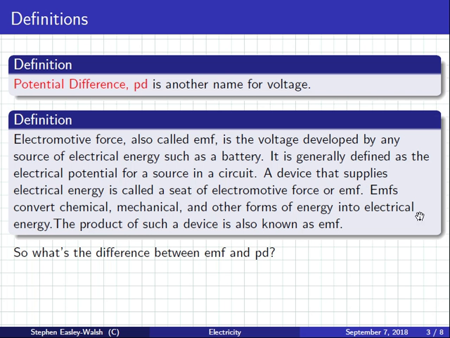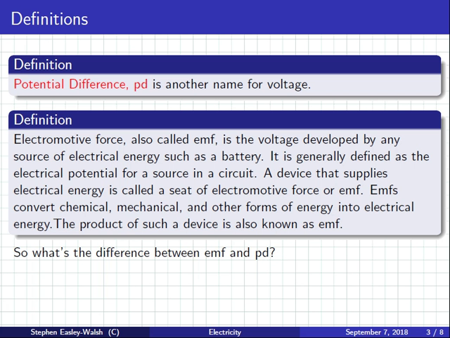How does it work? The EMFs convert chemical or mechanical into electrical. So this here, I think, what is it? It's lithium? No. It's mercury and cadmium. So it converts that chemical energy into electrical energy.